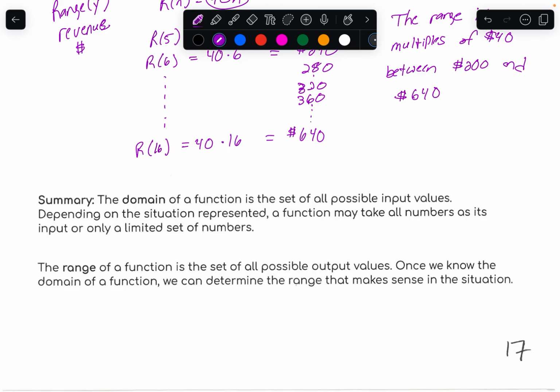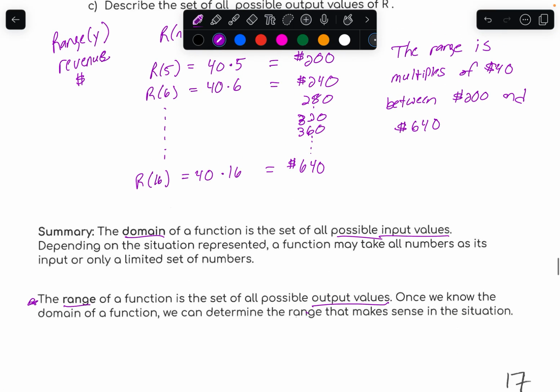So in summary, the domain of a function is the set of all possible input values depending on the situation represented. A function may take all numbers as its input or only a limited amount. We saw examples of both. The range of the function is all of the set of possible output values. So range output, domain input, possible inputs. Once we know the domain of a function, we can determine the range that makes sense in the situation, like we just did here, but we did need to know the number of campers in order to do that.